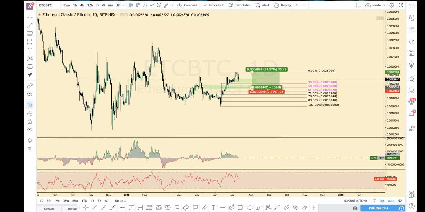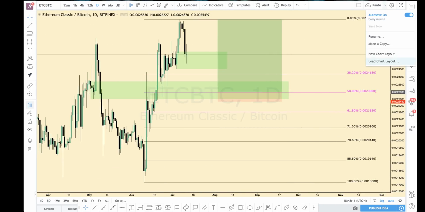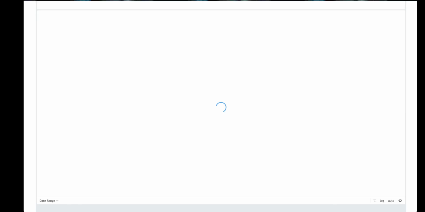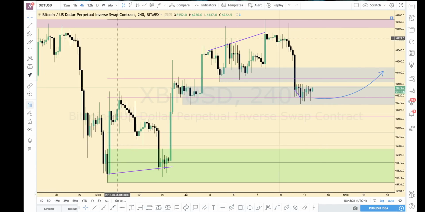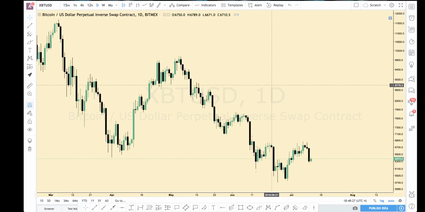This is ETC. I don't care about ETC, and this also isn't the chart layout I want to look at. Scratch, and let's go ahead and delete everything because that's just how I like to do my videos. I like to redo the whole thought process.